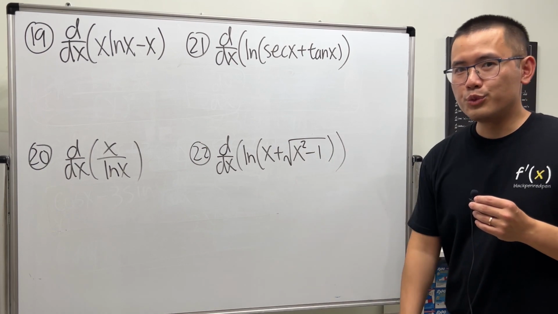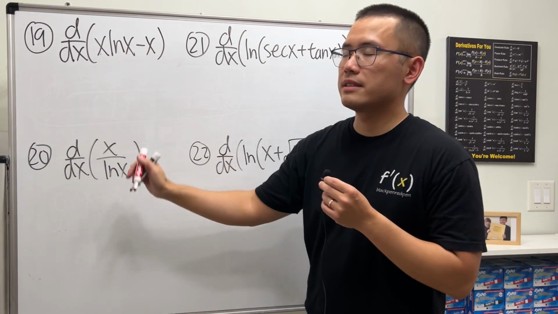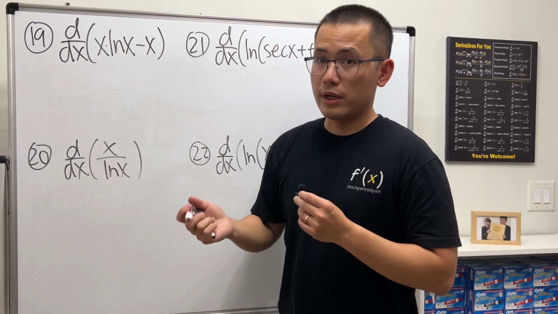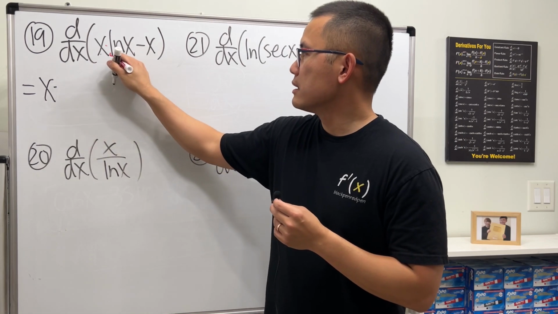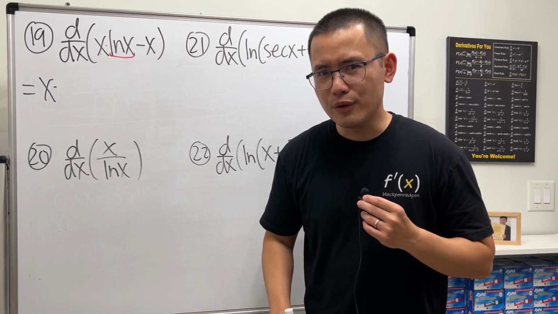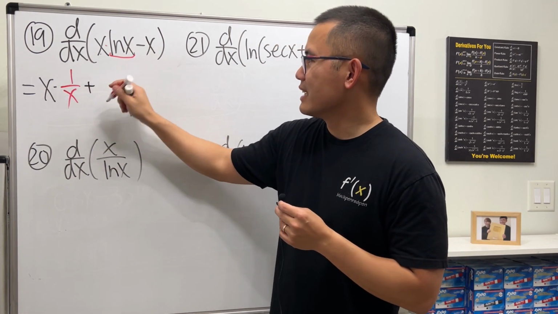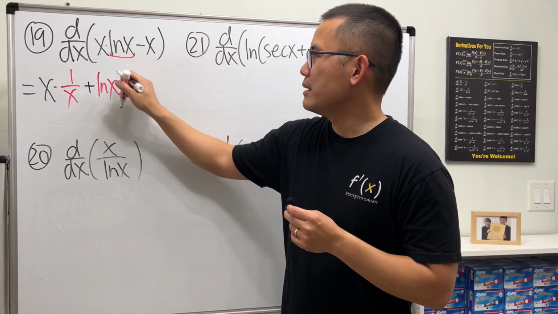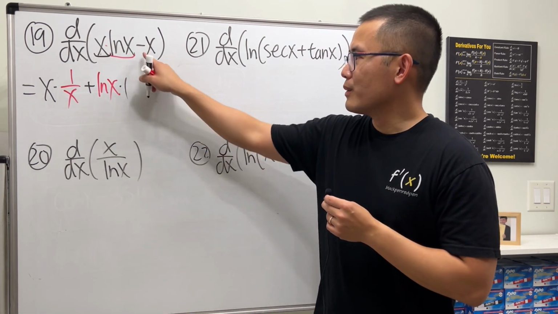All right, back to just regular differentiation. Number 19, x times ln x minus x. For the first part, we need the product rule. Let me keep the first function, multiply by the derivative of the second. And what's the derivative of ln x? If you say 1 over x, you are correct. 1 over x. And then we add the second function times the derivative of the first, which will give us 1. Well, don't forget about this.